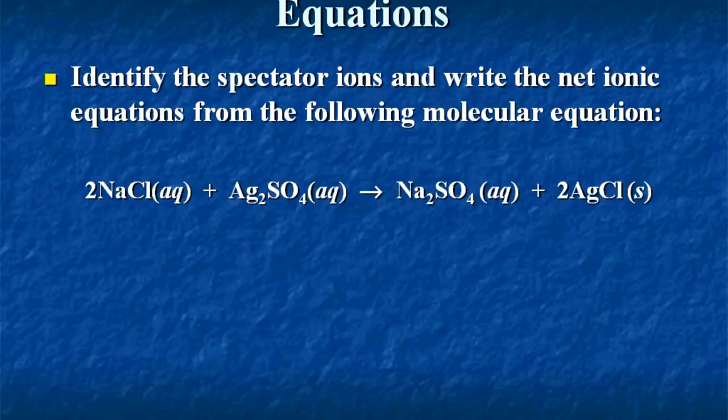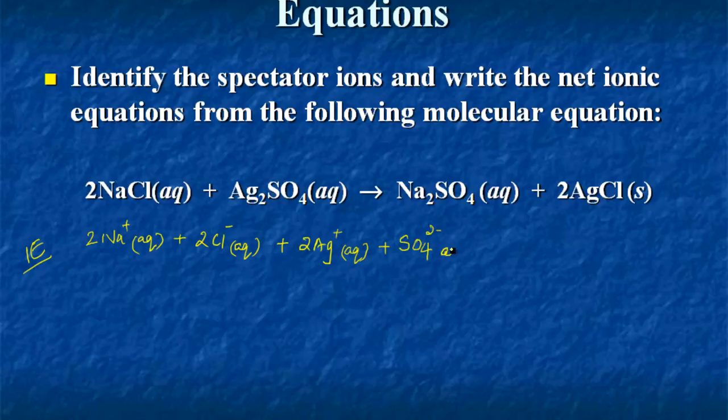Okay, one more. Identify the spectator ions and write the net ionic equation from the following molecular equation. So, ionic equation, let's write that. 2 NaCl aqueous. Help me guys and girls. 2 Na plus aqueous plus 2 Cl minus aqueous plus Ag2SO4. 2 Ag positive aqueous plus what else is there? SO4 2 minus aqueous. Good.